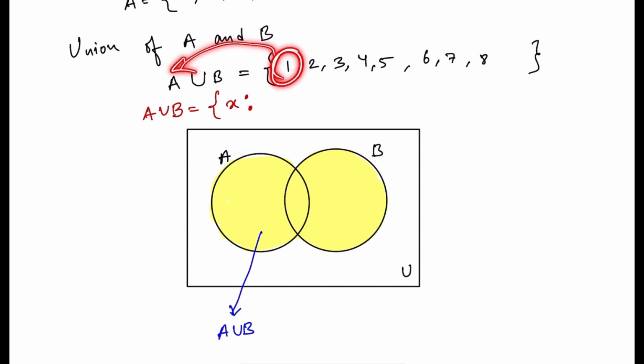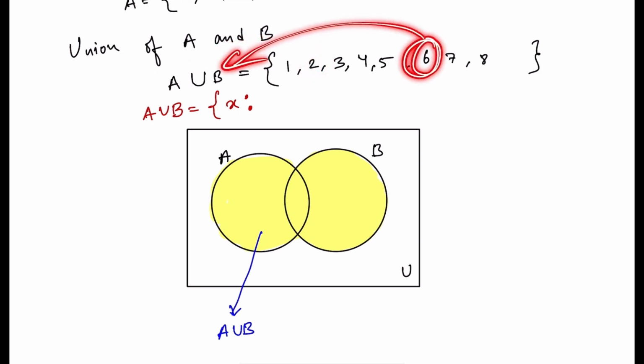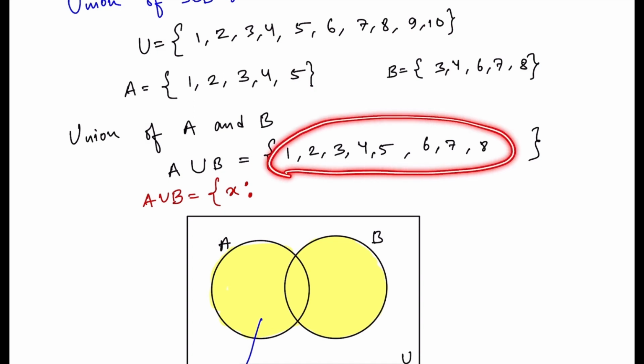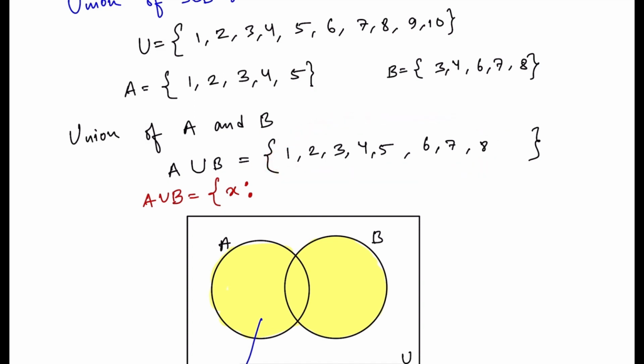See, this is element 1. 1 belongs to set A, 2 belongs to set A, 6 belongs to set B, 8 belongs to set B, 3 and 4 belong to both sets, 5 belongs to set A. In this way, I can say every element belongs to A or B. Am I correct or not? Every element of A union B belongs to A or B.